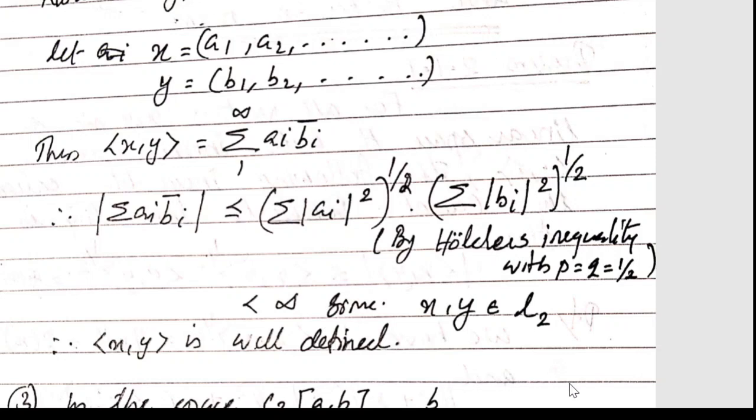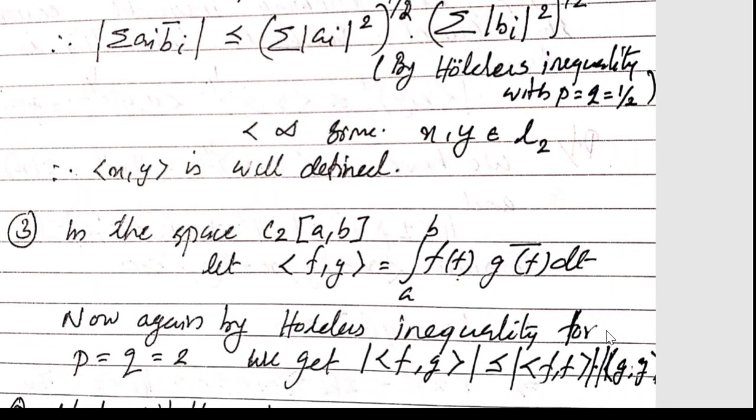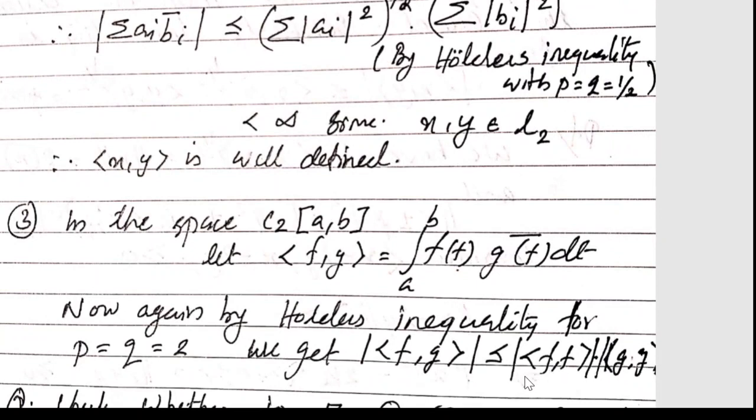In this space, I will take a third example. The space C2 of [a, b]. You know that C2 of [a, b] means the set of all continuous functions defined from the closed interval [a, b] to the set of real numbers. If you are writing 2, it means that the norm is 2. So the inner product of f and g is defined as the integral from a to b of f of t times g of t conjugate dt. Now again, using Holder's inequality for p and q equal to 2, again we will get this quantity is less than or equal to the modulus of the inner product of f with f, times the modulus of the inner product of g with g.